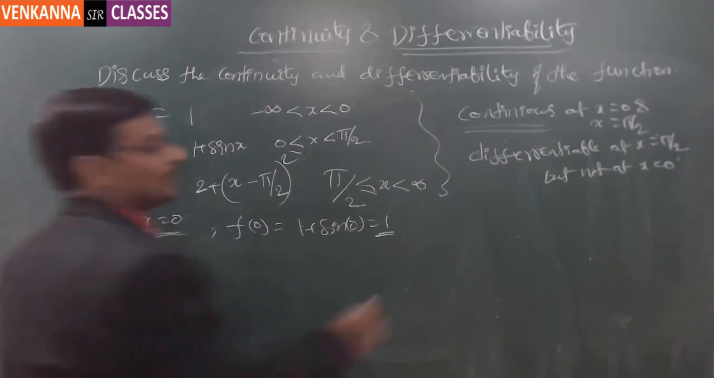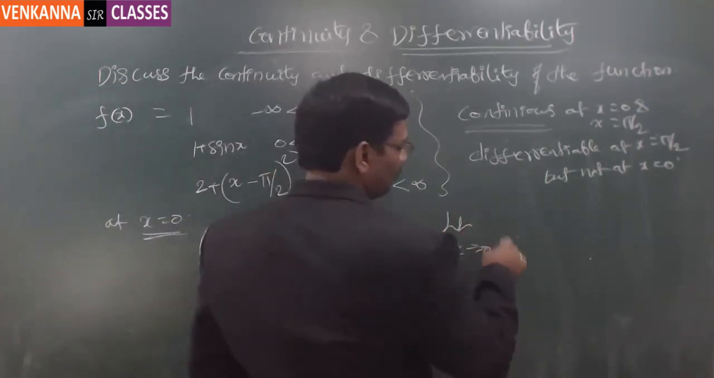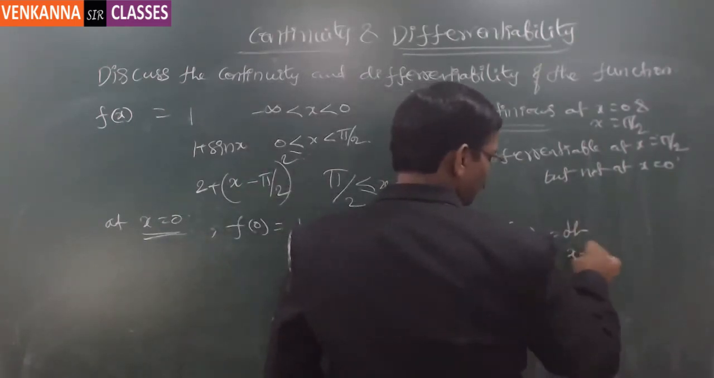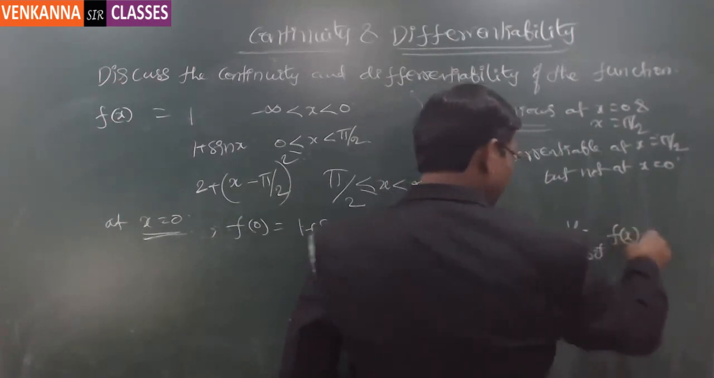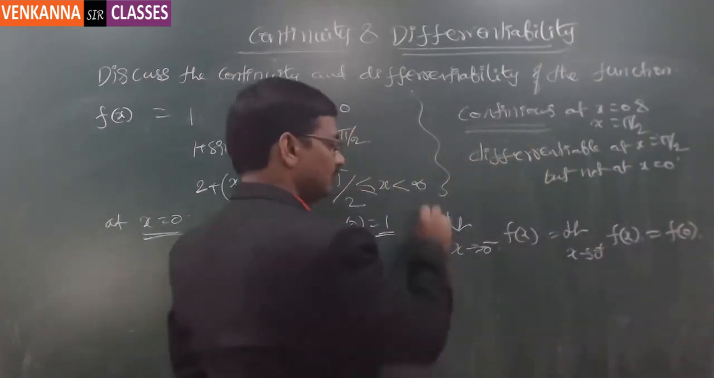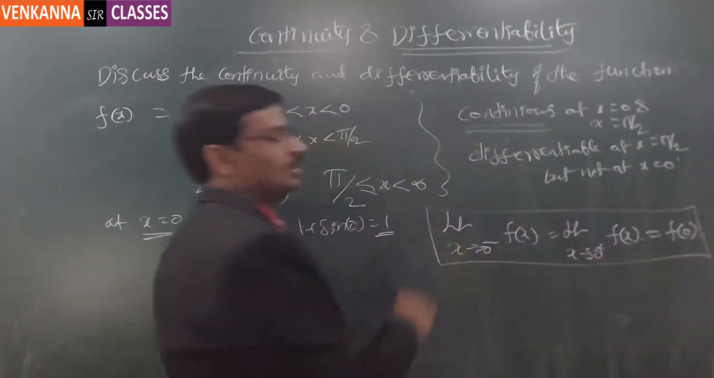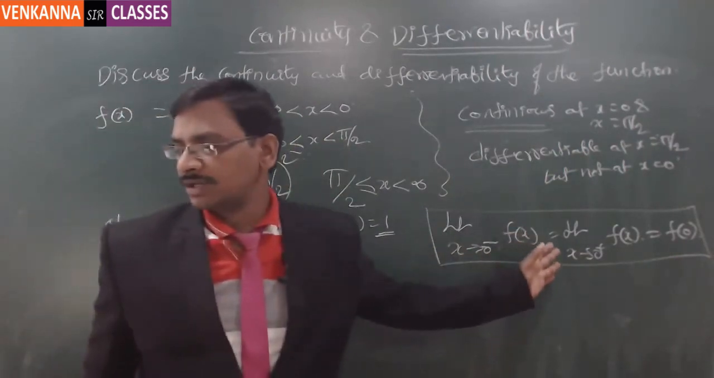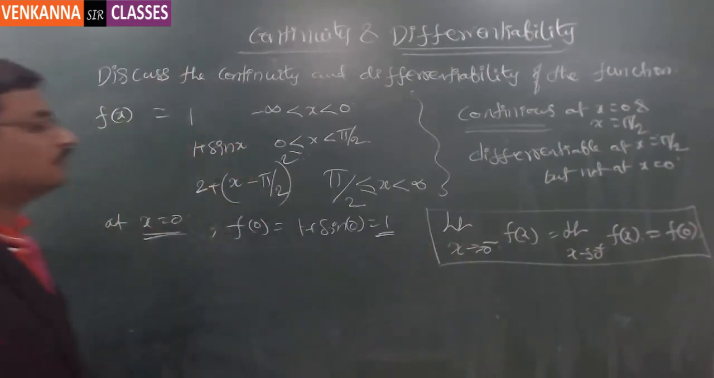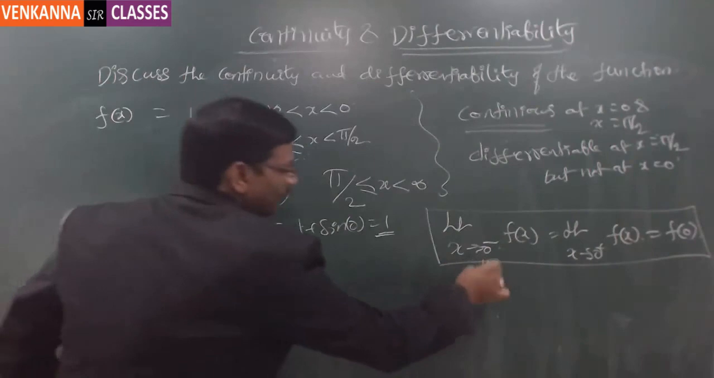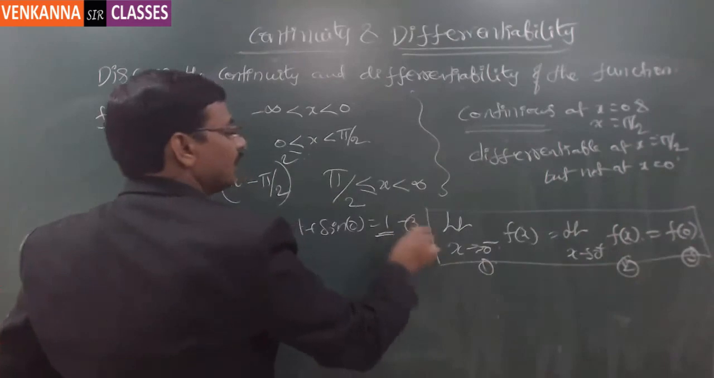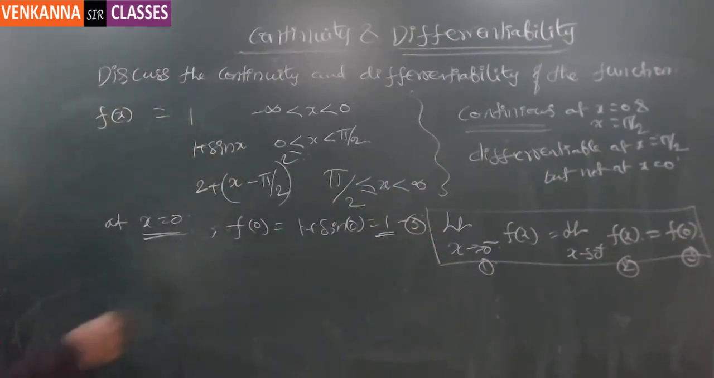Because we wanted to test the limit as x tends to 0 minus of f of x, which is on the left side, and the limit as x tends to 0 plus of f of x, these two should be equal, and the same thing should be equal to the function value also. Then only we say that the function is continuous. This is the fundamental condition that we need to test the continuity of any random function. So this is part 1, this is part 2, and this is part 3. Part 3 is already done, and it is 1.